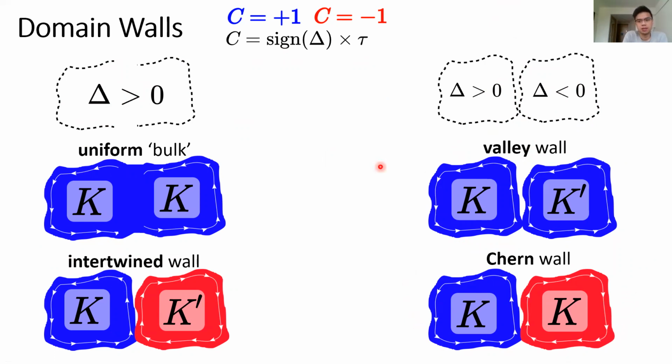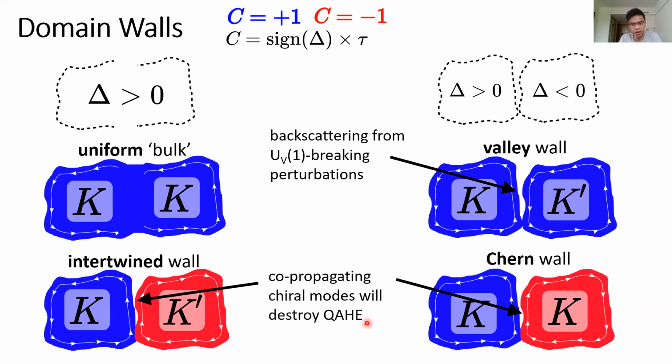And the key point is that depending on what kinds of walls you get in your system, you can get very different experimental signatures. For example, you might get different transport properties, and you might even be able to measure locally different regions of different magnetization. So the most stark difference between these walls is whether you have co-propagating or counter-propagating modes. In the case of the intertwined wall and the Chern wall, the Chern numbers flip as you go across the domain wall. So therefore you get co-propagating chiral modes at the domain wall here.